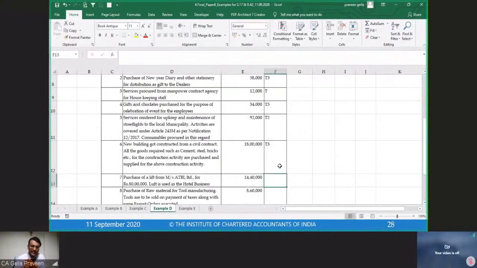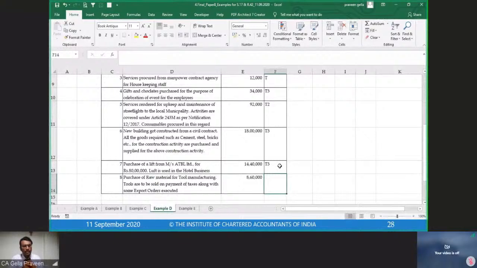Purchase of a lift from M/s ATBL for 80 lakhs. Lift used in the hotel business. GST paid for a sum of rupees 14.4 lakhs. Now, there are several High Court judgments, and also there is a classification that a lift is immovable property. A lift cannot be considered a movable property. Mere movement of that lift operation happens, but it will be fitted to some structure which cannot be moved just like that. So this is again in relation to immovable property. I call that T3.